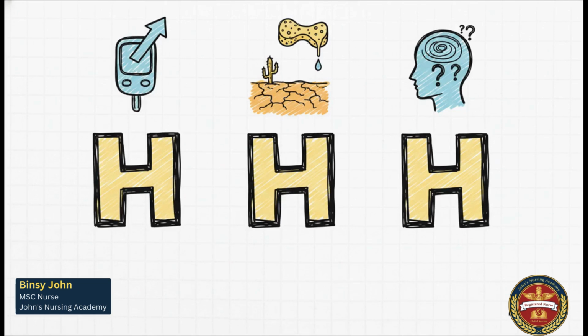For HHS, the mnemonic is just as simple. Think triple H. Higher glucose, way higher, like over 600. Higher dehydration, we're talking extreme. And head changes, those are your key neurological symptoms. If you get a question about an older diabetic patient who's confused and has a blood sugar of, say, 800, your brain should instantly jump to HHS.